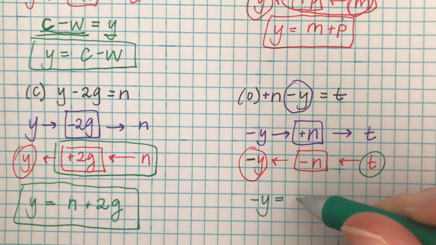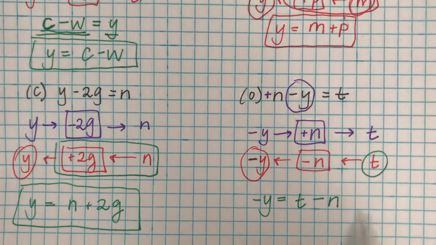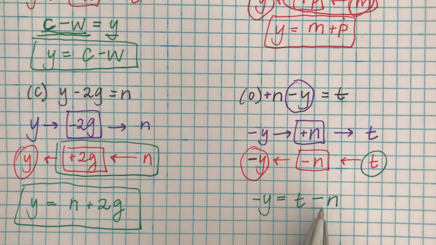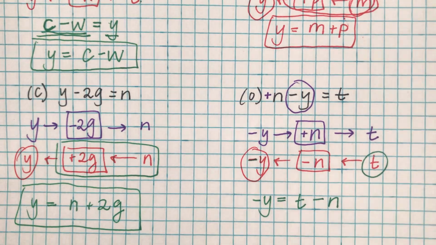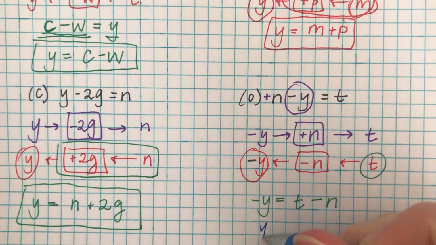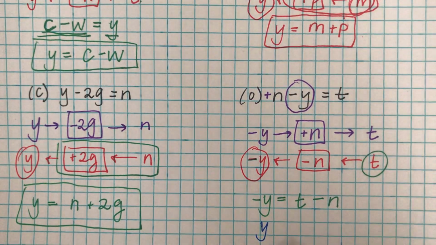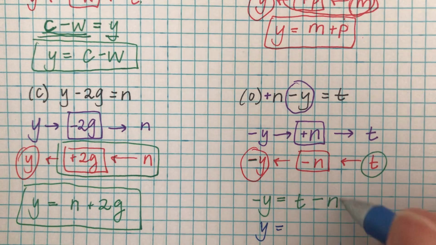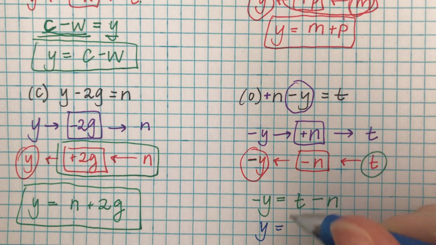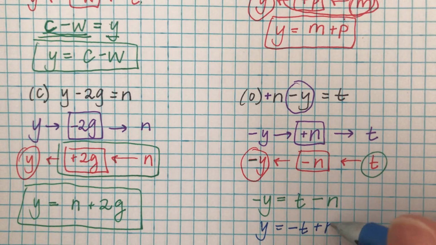Writing this out though, I have t take away n. So I have minus y equals t, take away n, but I want plus y as my answer, right? I can't have just minus y. That's not acceptable as our answer. We're looking for y by itself, not minus y. So if I change this from minus to plus, that means everything over here will have to change as well. So this positive t becomes a negative t, and this negative n becomes a positive n.